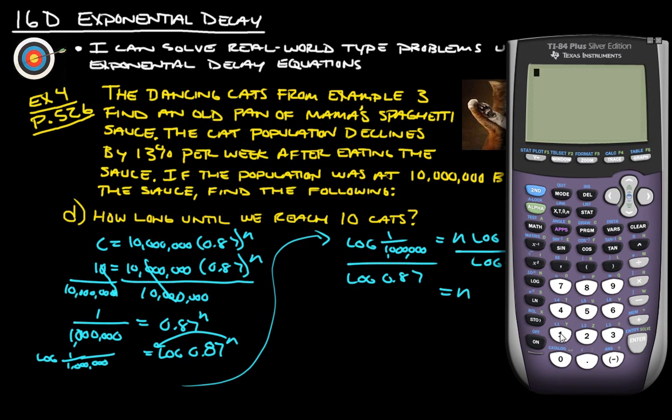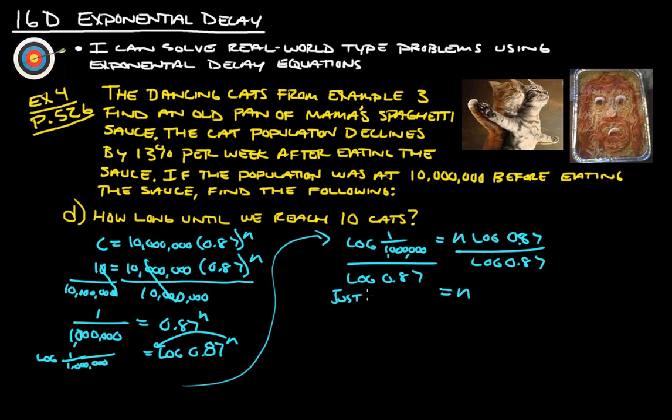Let's do this. We're going to do the log of 1 divided by a million, which gives us -6, and then we're going to divide that by the log of 0.87, and that gives us 99.2. So it's going to take just over 99 weeks, right? Because this is all in weeks. So it's going to take about 2 years to get down to 10.